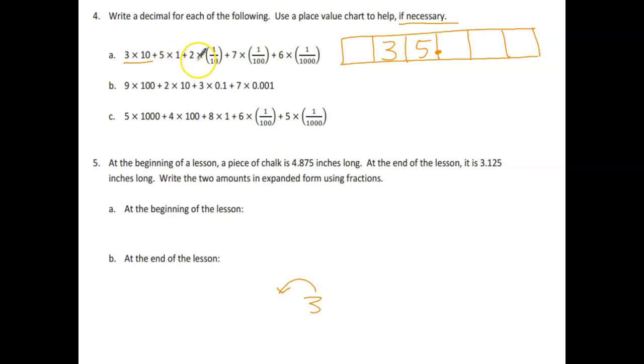2 times 1/10 is the same thing as 2 divided by 10, which would be 2 tenths. All right. Next, we have our 7 times 100, 7 in the hundreds place, and 6 times 1,000, 6 in the thousands place. So this answer is going to be 35 and 276 thousandths.